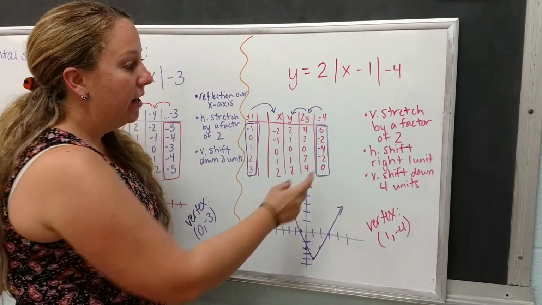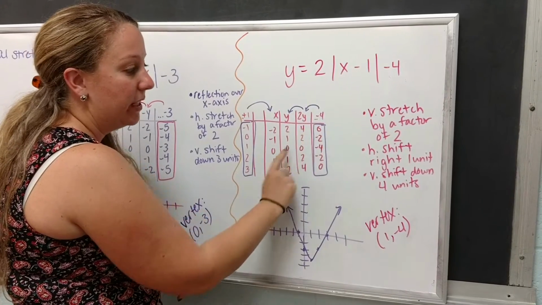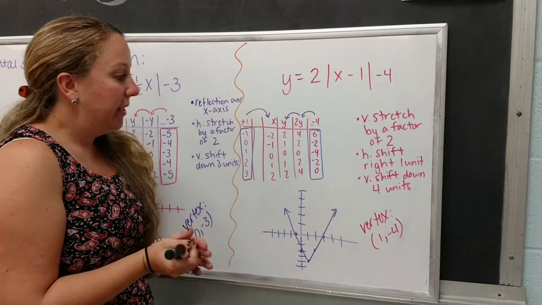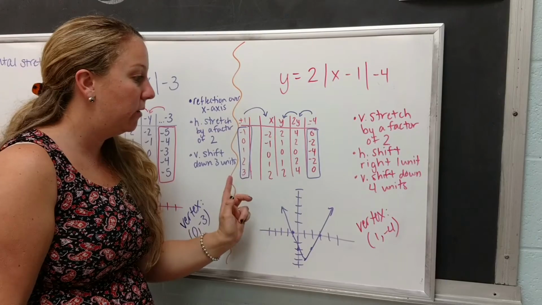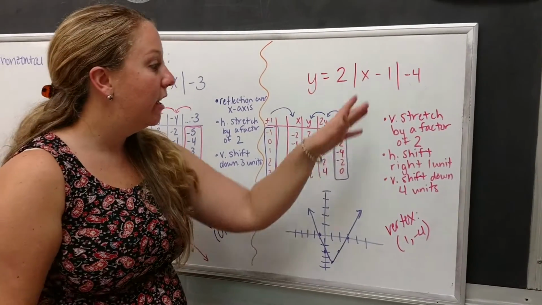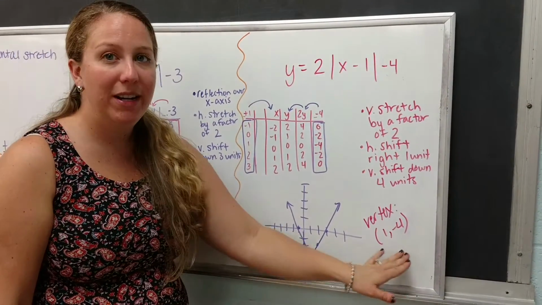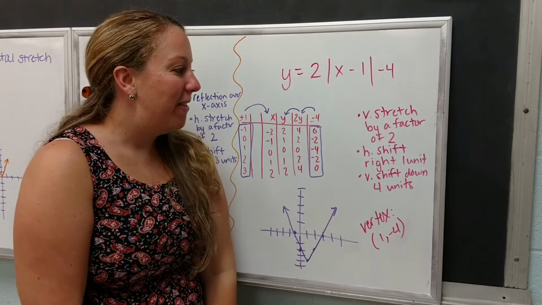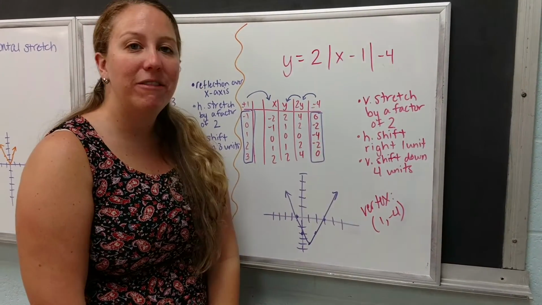And then -4, we're using the column right to the left of it and subtracting 4. So 4 minus 4 is 0, 2 minus 4 is -2, and that's how you get those values. So now you have 5 points to plot: (-1, 0), (0, -2), (1, -4), (2, -2), and (3, 0). And this is what your absolute value graph looks like. And using your equation or your chart or your graph, the vertex is (1, -4). And writing transformations out in words, you have a vertical stretch by a factor of 2, a horizontal shift right 1 unit, and a vertical shift down 4 units.